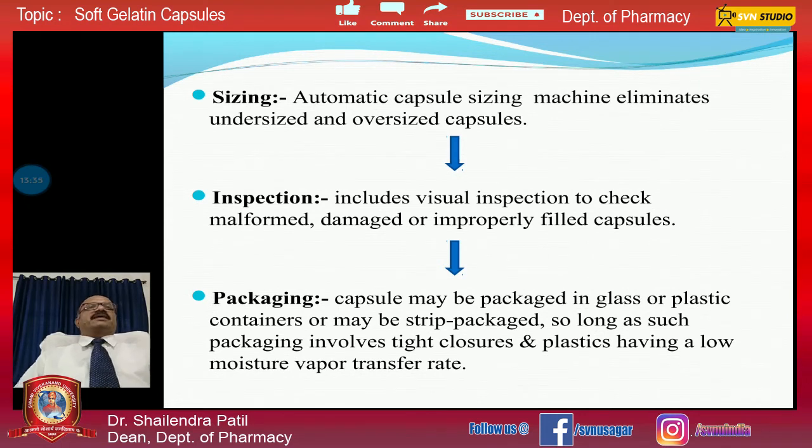The capsules may be packaged in glass or plastic containers, or may be strip packaged, so long as such packaging involves tight closures and plastic having a low moisture vapor transfer rate.